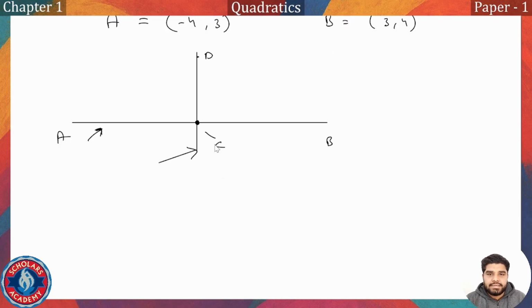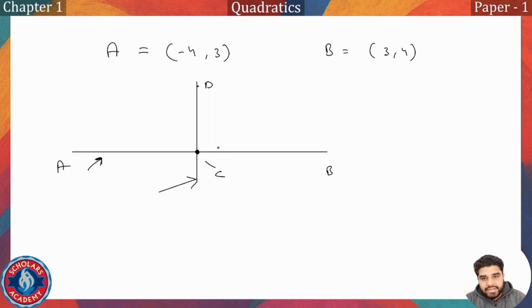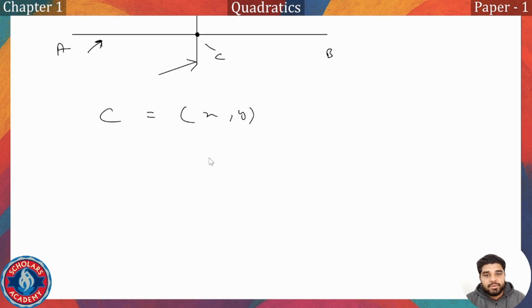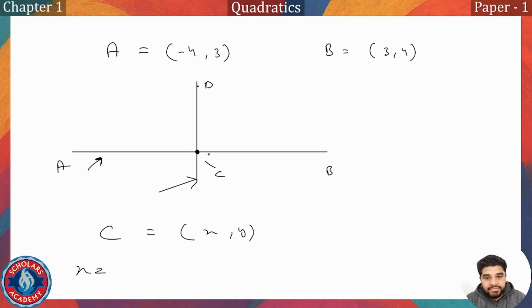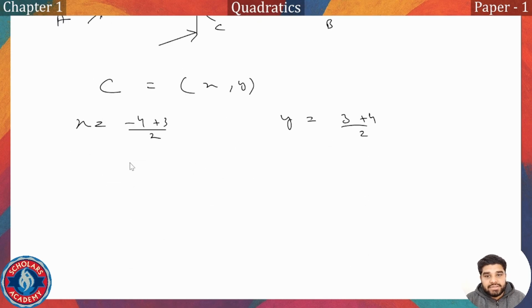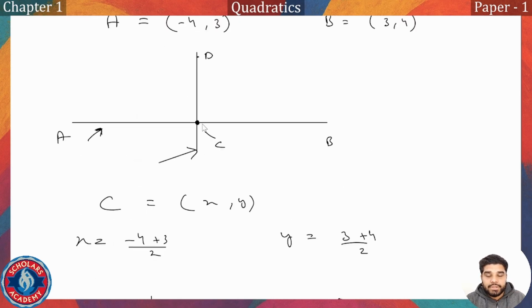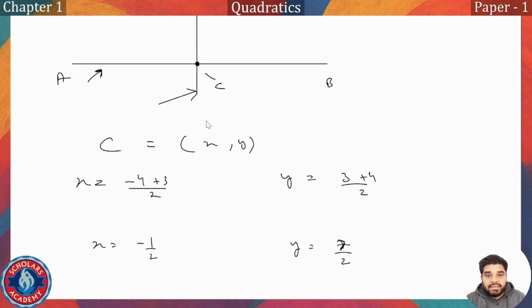Let's try and find all these things. So first of all, point C. Let's mark it as x comma y. So C is x comma y. So x is equal to minus 4 plus 3 by 2, and y is equal to 3 plus 4 by 2. So x becomes negative 1 by 2 and y becomes 7 by 2. So these are the two values of x and y. So we get it over here, and let's find the gradient of AB.